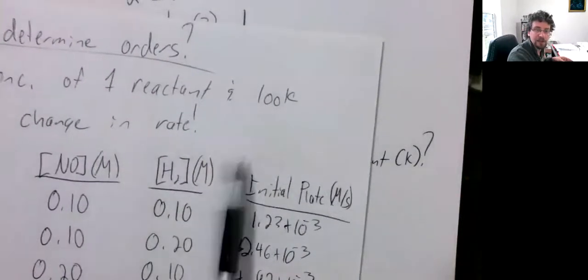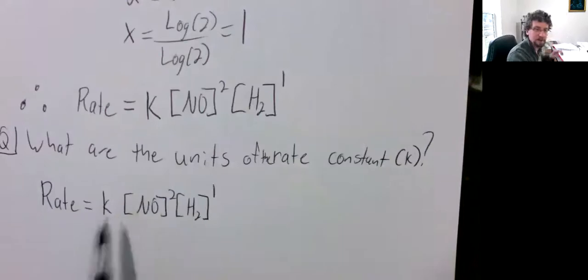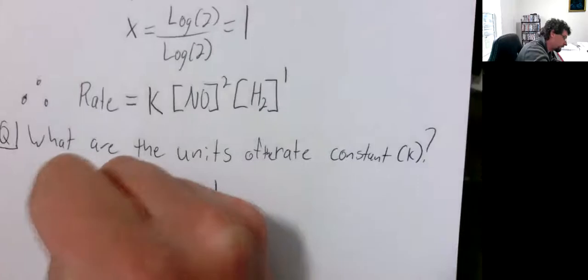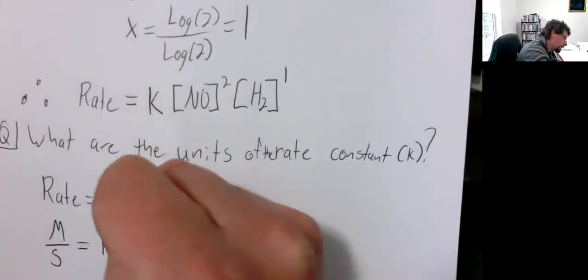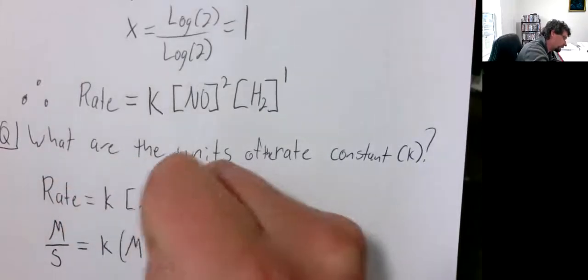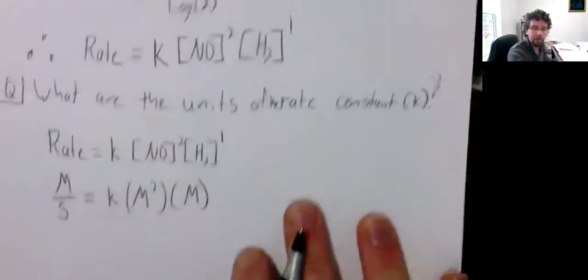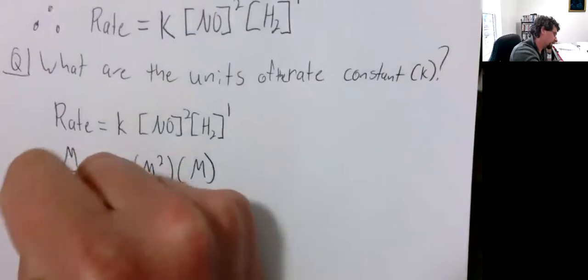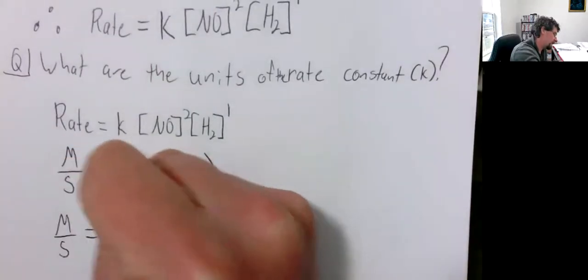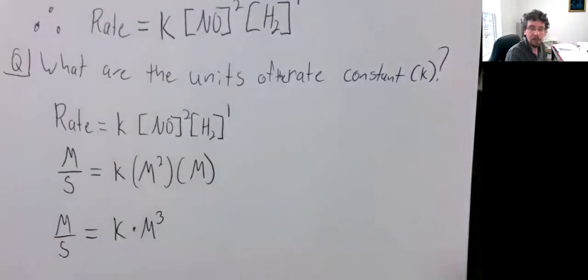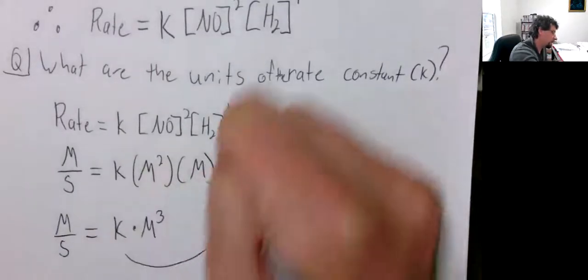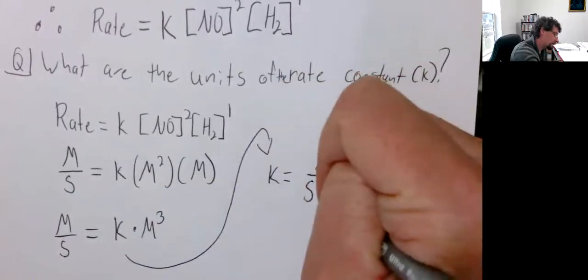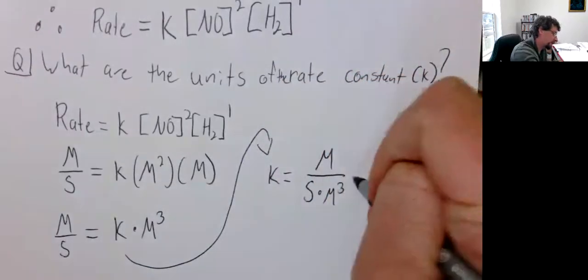Our concentrations are in molarity. We want to try and find this value of k. So we have rate is molarity per second. We have our k value. We have molarity squared times molarity. Let's combine like terms on this side. We get M divided by seconds equals k times M raised to the power of 3. Now we want to isolate our k by itself. So k is equal to M over seconds times M to the third.